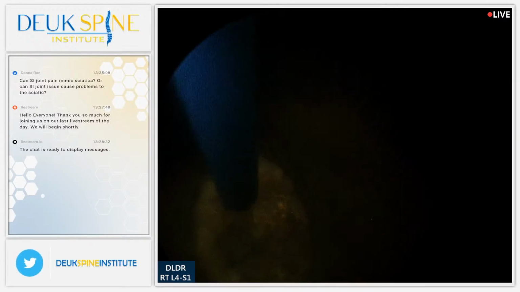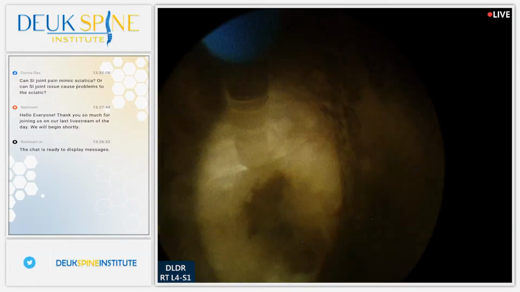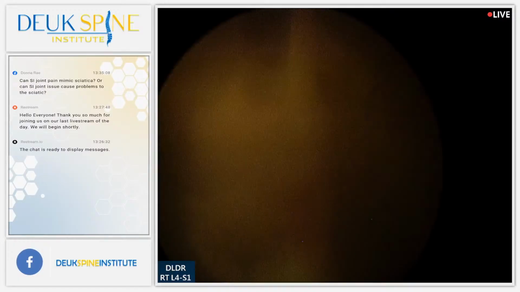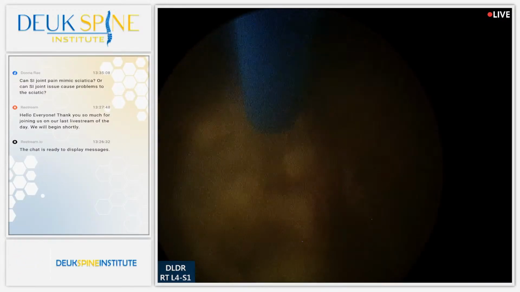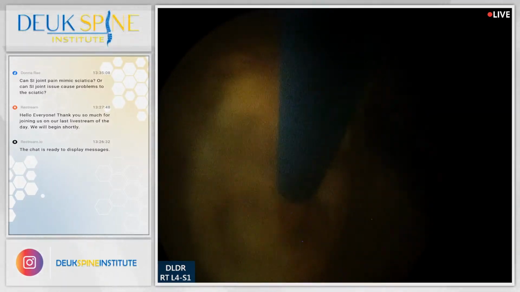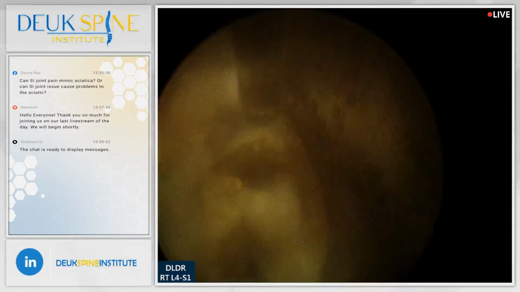So far, I'm seeing a lot of scar tissue, some calcification, lots and lots of scar tissue, lots of inflammatory tissue right here. A little bit of fat in the epidural space. We're just about done with this disc. I need 3 more minutes on this disc. Very thick scar tissue from the chronic inflammation.